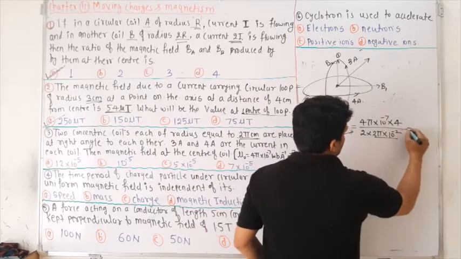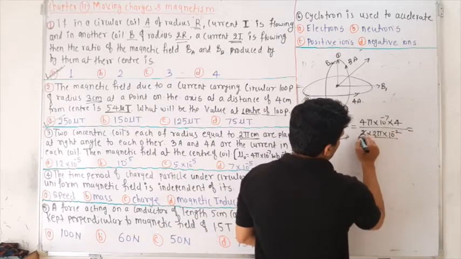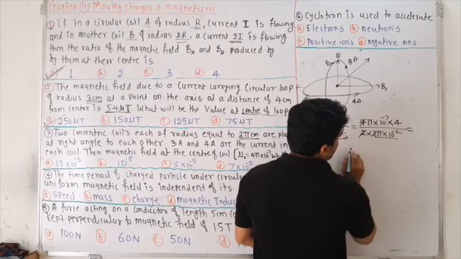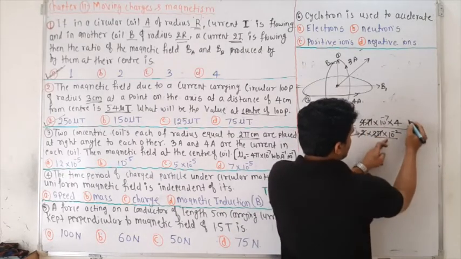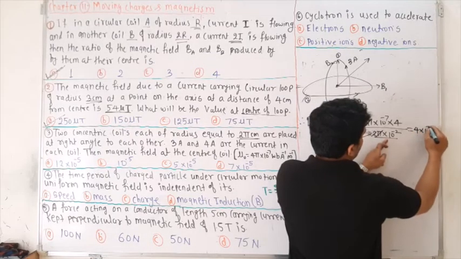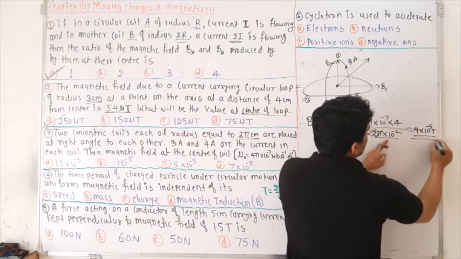Okay, so if you solve this, you will get 2 multiplied by 2 and this 4 will cancel out, pi will cancel out. Okay, and this 10 to the power of minus 2 will move up, it becomes what? 4 into 10 to the power of minus 5 Tesla only left.